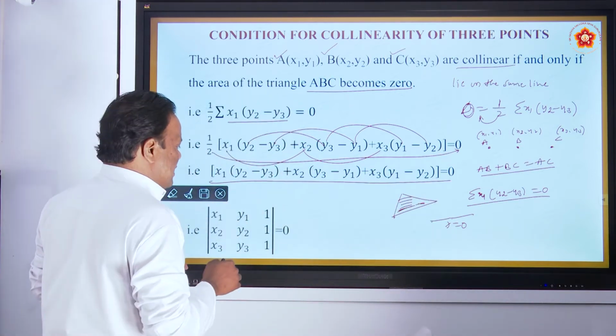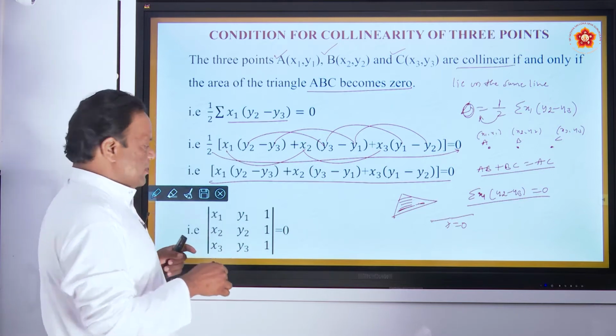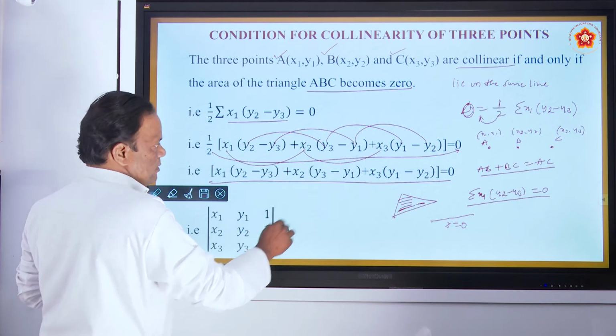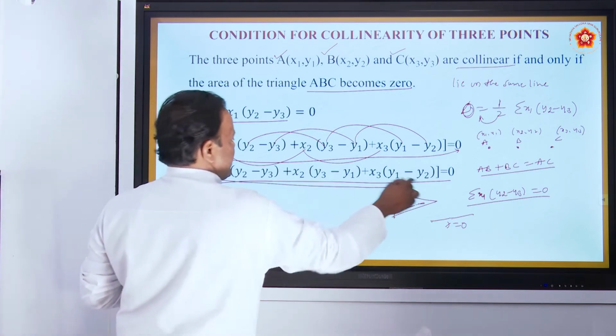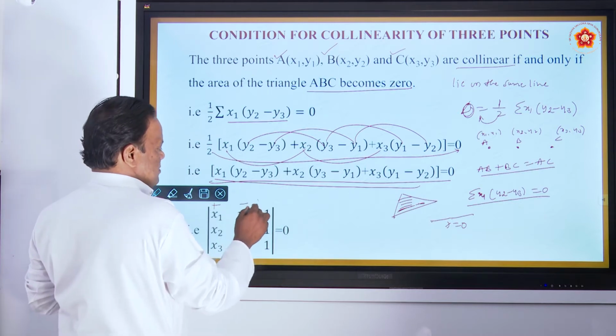In determinant form, it can be written as, you studied this last class, how can you write the area of triangle in determinant form? So the determinant of rows (x1, y1, 1), (x2, y2, 1), (x3, y3, 1) equal to 0. This is the expansion of this determinant. You can expand this one and get the same answer, taking plus, minus, plus like this.